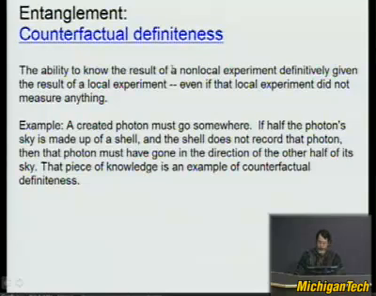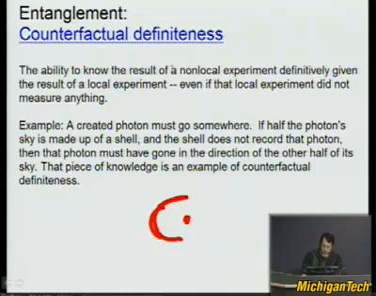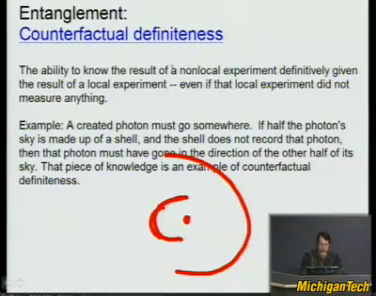All right. This is a review of another slide. Counterfactual definiteness is the ability to know a result of a non-local experiment, definitely given the result of a local experiment, even if the local experiment did not measure anything. So an example is, again, you have a positronium, you have a photon emitted here, and you don't know which direction it went. And there's an inner shell and an outer shell, and you are able to tell if it hits the inner shell. So the photon goes off, and you know it doesn't hit the inner shell because there would be a flash. So you know without even touching the photon that it's going to hit the outer shell. And that's an example of counterfactual definiteness.